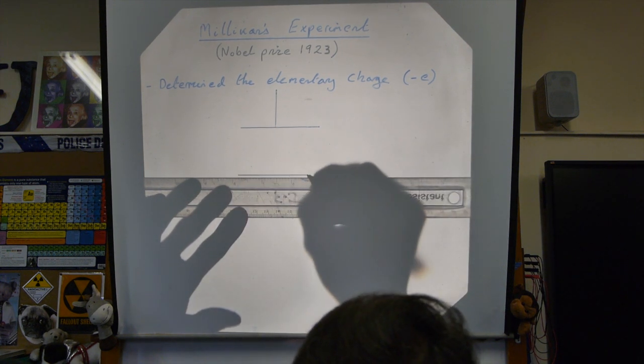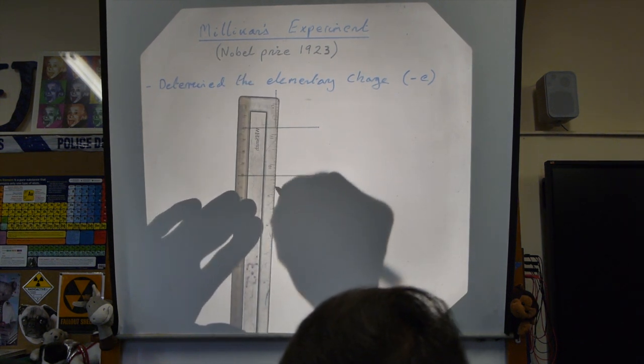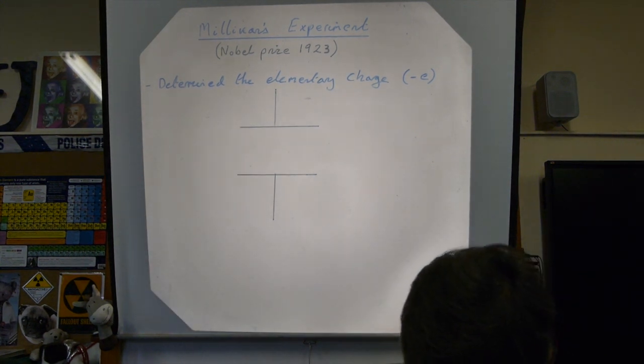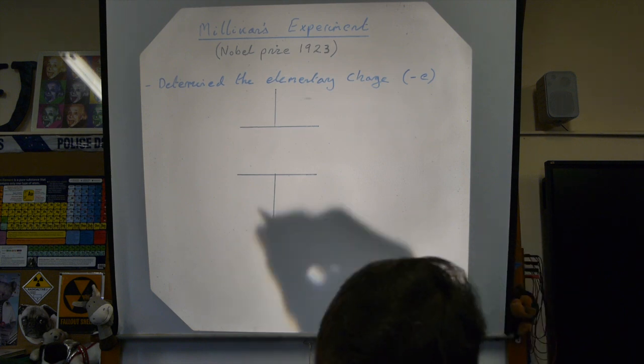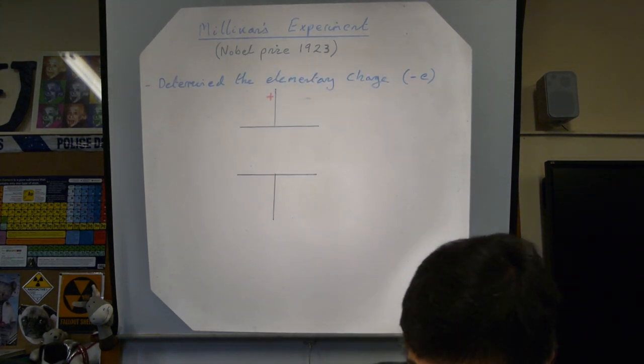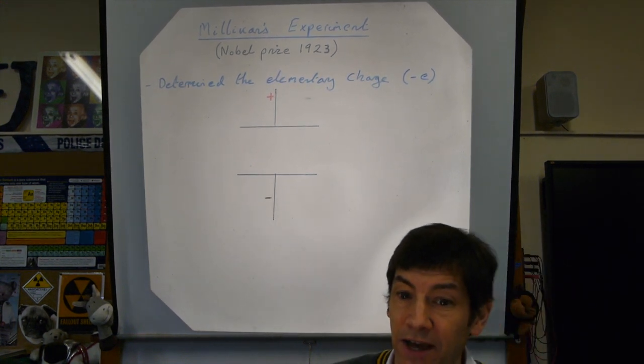Okay. So what he basically did was set up a pair of parallel plates. The next thing he did was connect those to a power supply and make the top one positive and the bottom one could be grounded or negative. It doesn't matter for what I'm going to do today.